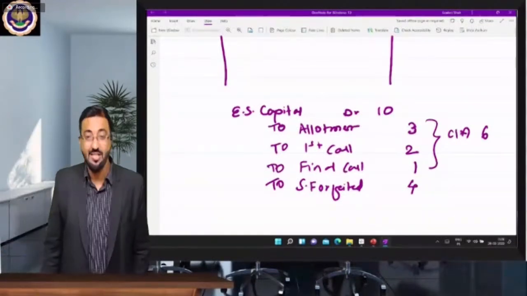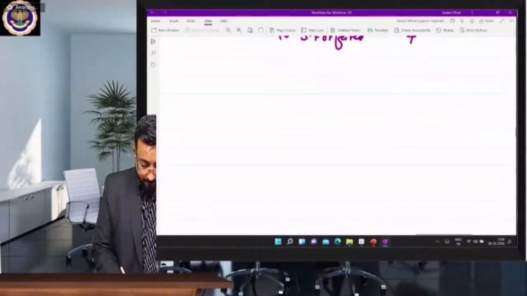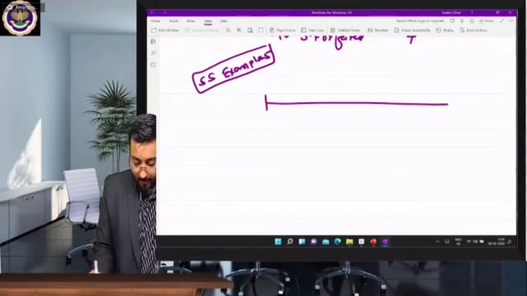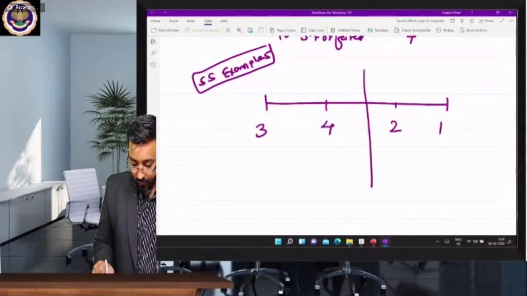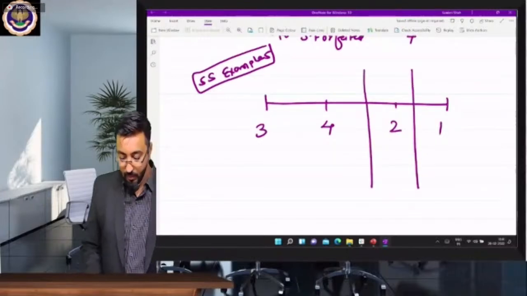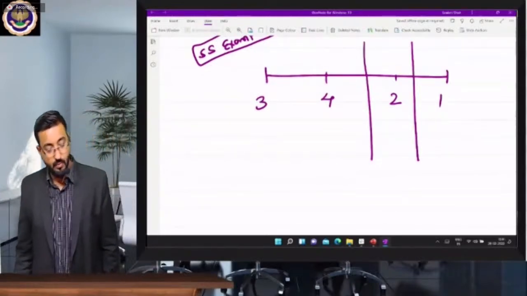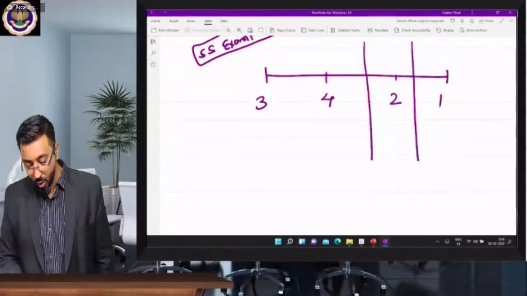Yes, last question of this type. This is example 5, the last type. 3, 4, 2, 1. Chalo, last type. Don't open call accounts.